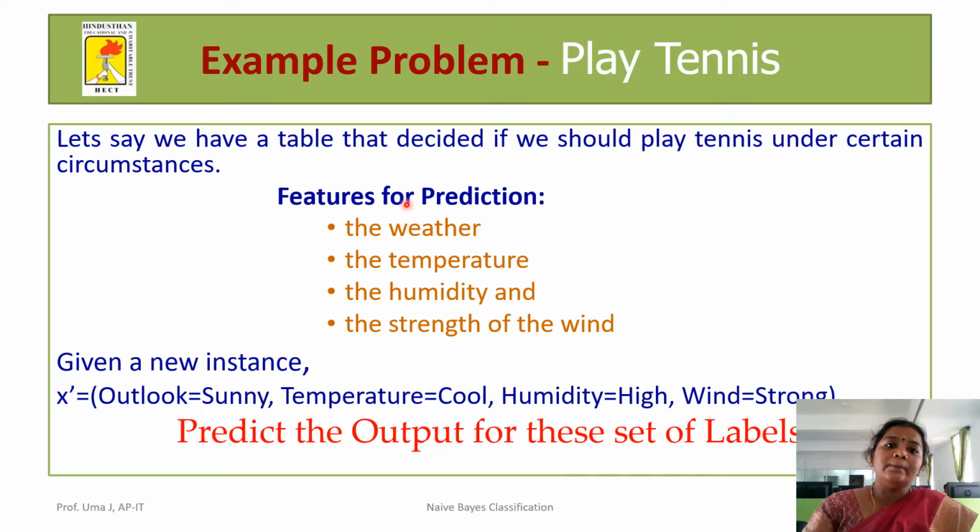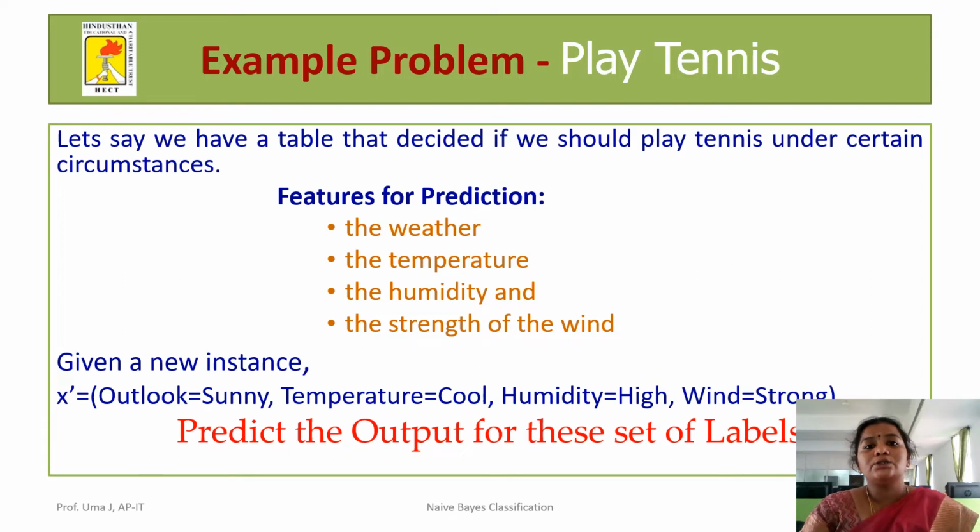I have the labeled features as weather, temperature, humidity and strength of the wind. Based upon these labels, I am going to predict whether to play tennis on a particular day with the following features: if the outlook is sunny, if the temperature is cool, if the humidity is high and if the wind is strong, will I be able to play tennis or not on a particular day. This is my task and I need to find this based upon the naive-based classification algorithm.